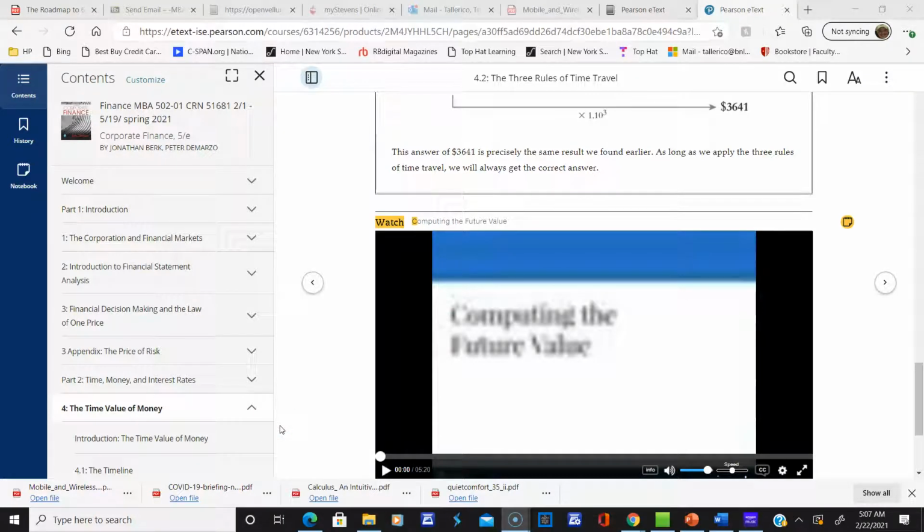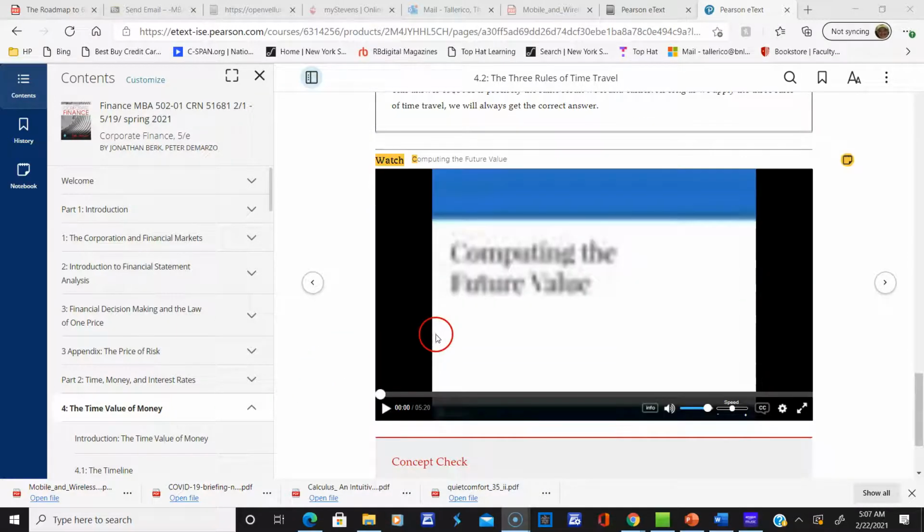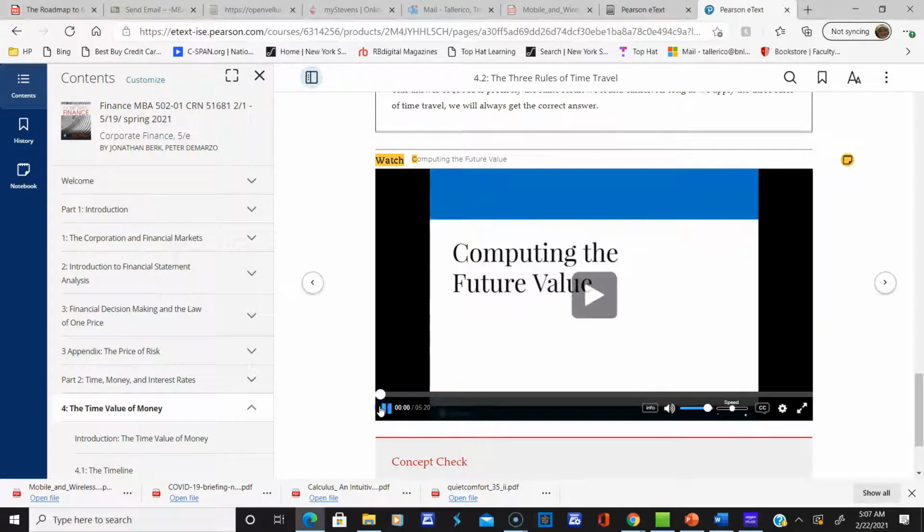I want to pick up on chapter 4, where we left off. And what I'd like to do is play this example for you. I hope it plays. I don't know why it's so blurry, but I'm going to try playing this and then we'll move on.